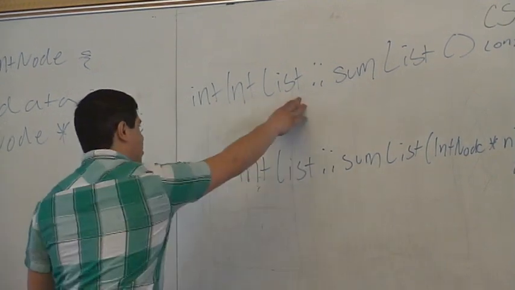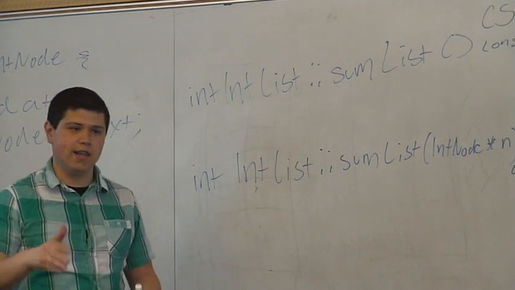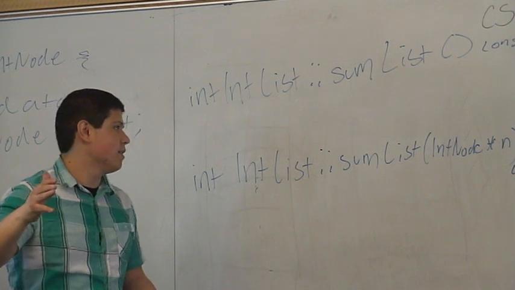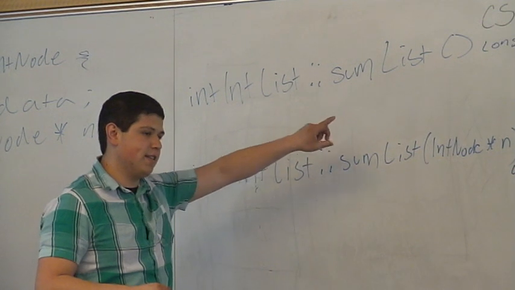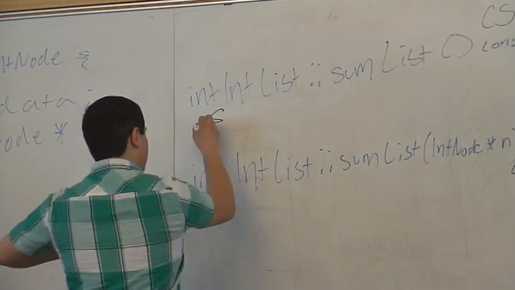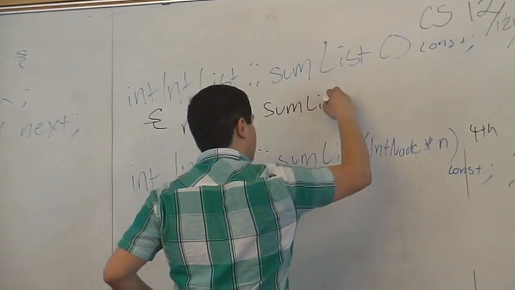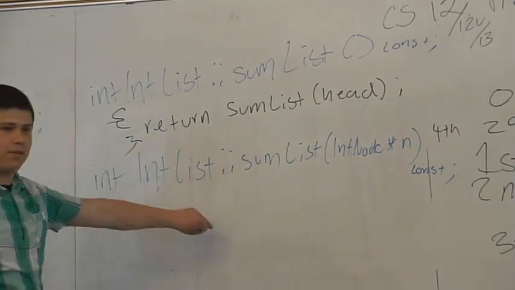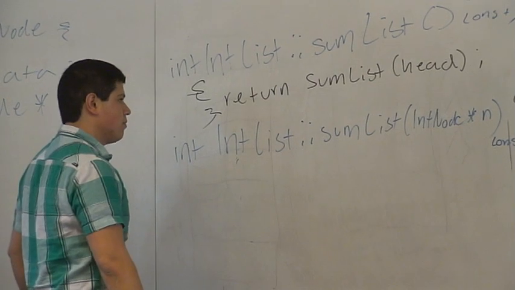So this one is actually called the second one. This one is the one that the user uses. The user is just going to say list, so L, I have a list L. The user is going to call L dot sum list, just with no parameters, and this one's going to call this function using the head. So it's going to return the sum of the list starting from the head, and it's going to call this function, right? In other words, we have one function that's actually recursive and then something that wraps around it.